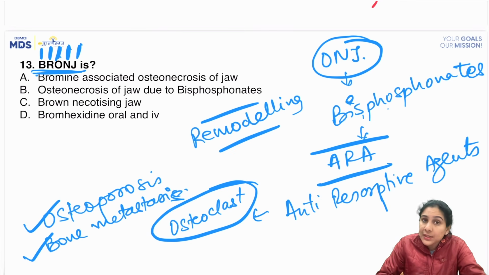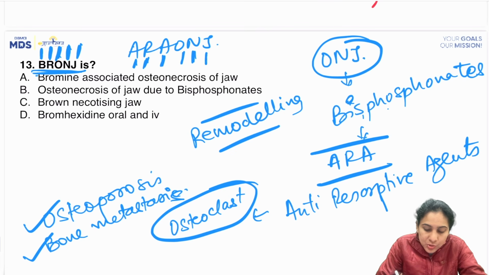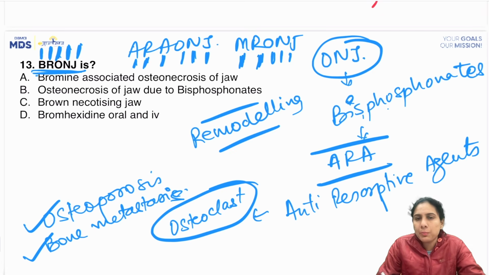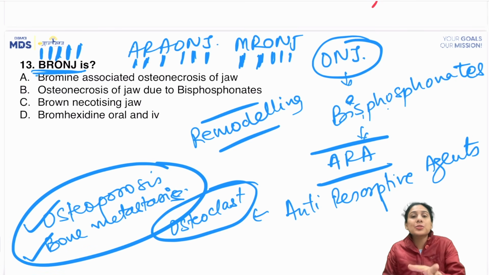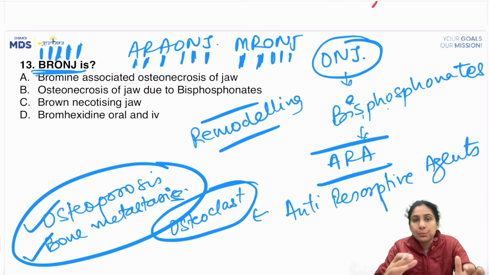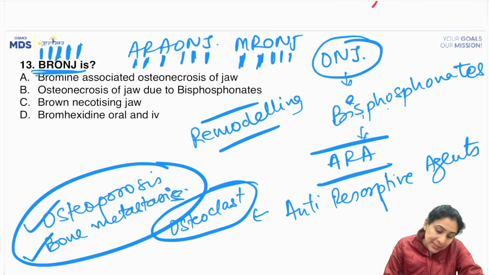The other terms which came up were ARONJ, anti-resorptive agent related osteonecrosis of the jaw, or MRONJ, medicine related osteonecrosis of the jaw. Broadly, these are the same things. These are anti-resorptive drugs prescribed to the patient for one of the indications, and they have caused ischemia in the bone. In such bone, whenever there is a trauma, it causes necrosis. It is more common in the mandible, so that is why we call it of the jaw. Okay, so the answer is B.